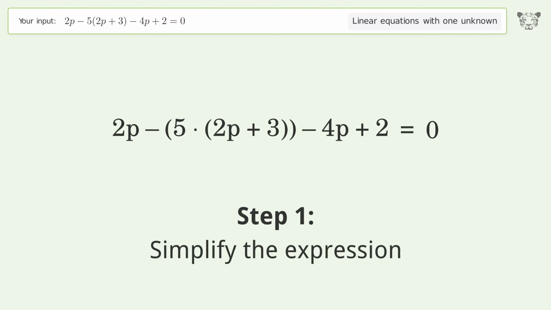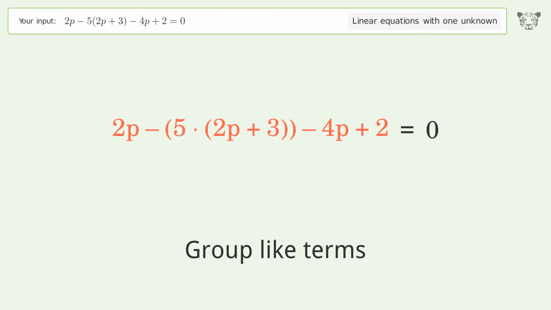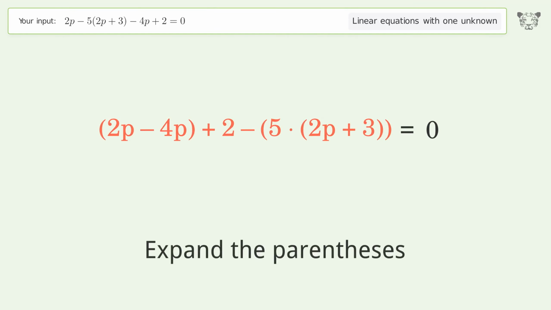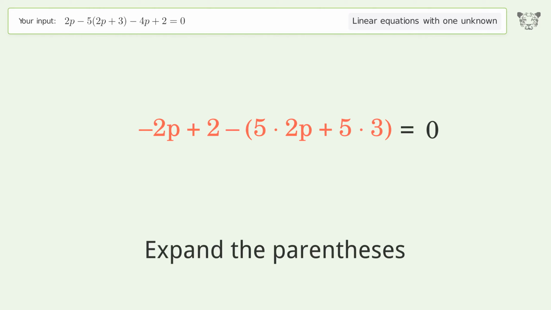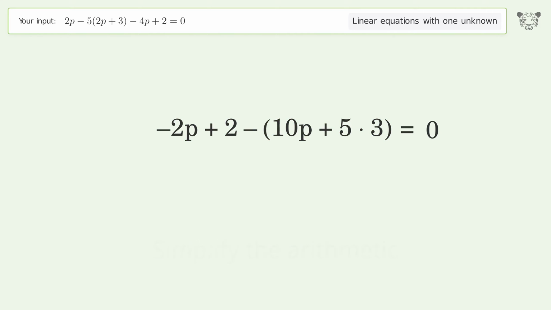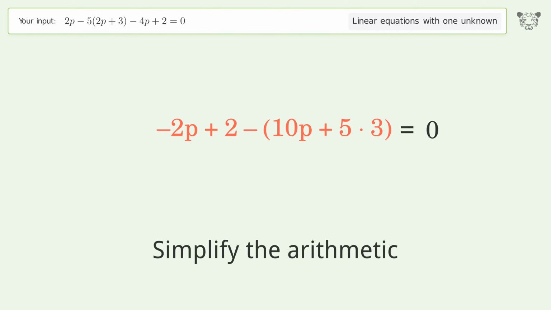Simplify the expression. Group like terms. Expand the parentheses. Multiply the coefficients. Simplify the arithmetic.